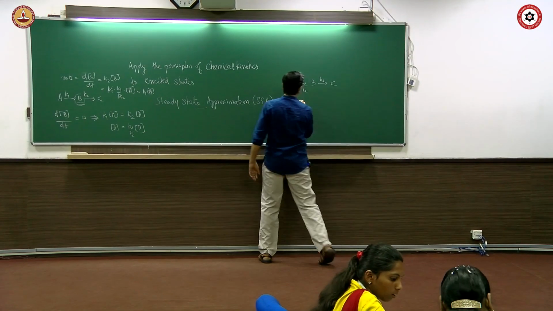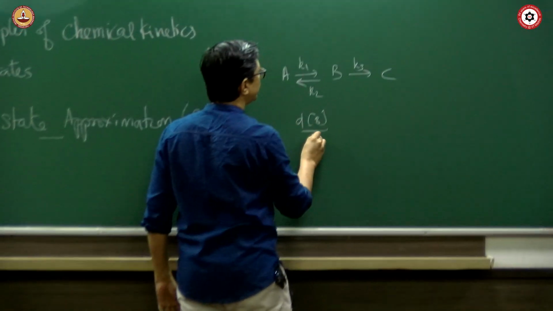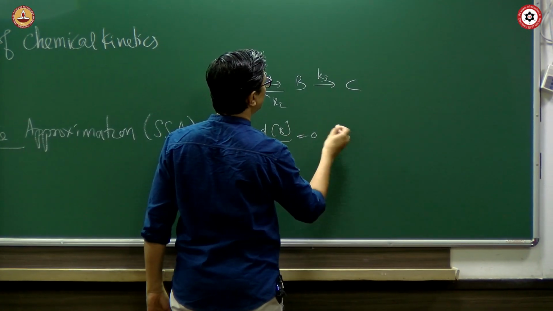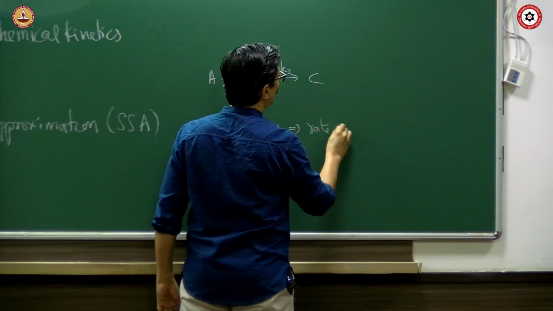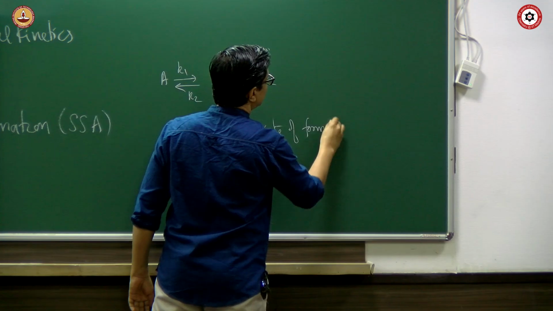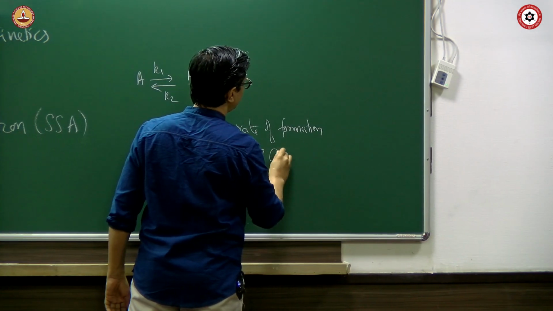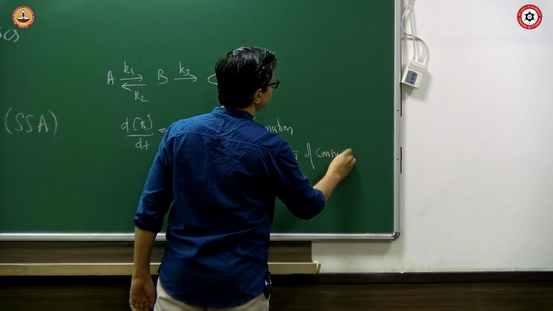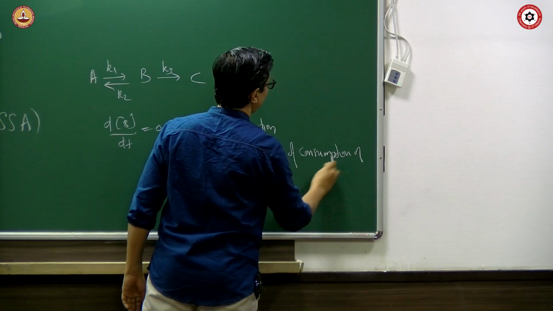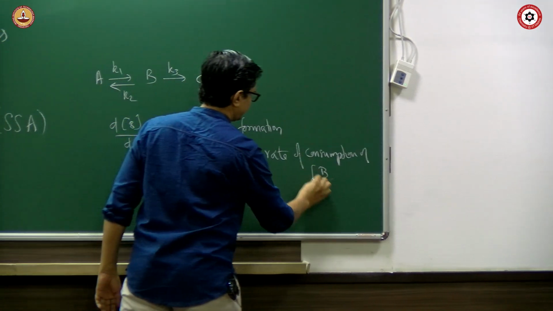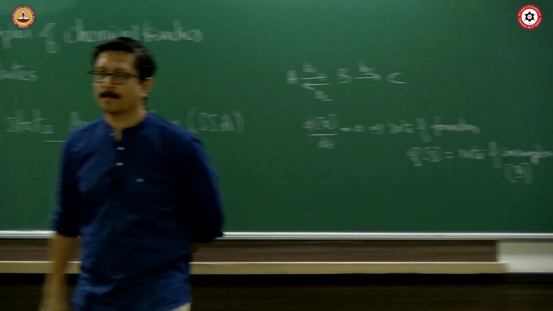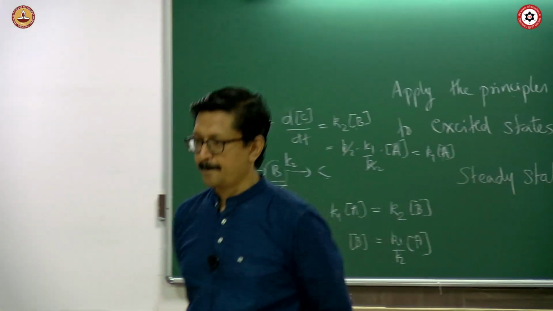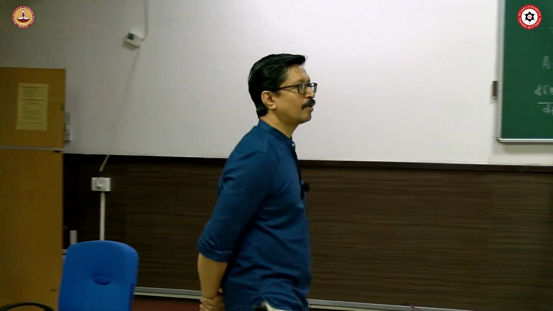Here also you are writing dB by dt is equal to 0, which implies that rate of formation of B is equal to rate of consumption of B. First try individually.